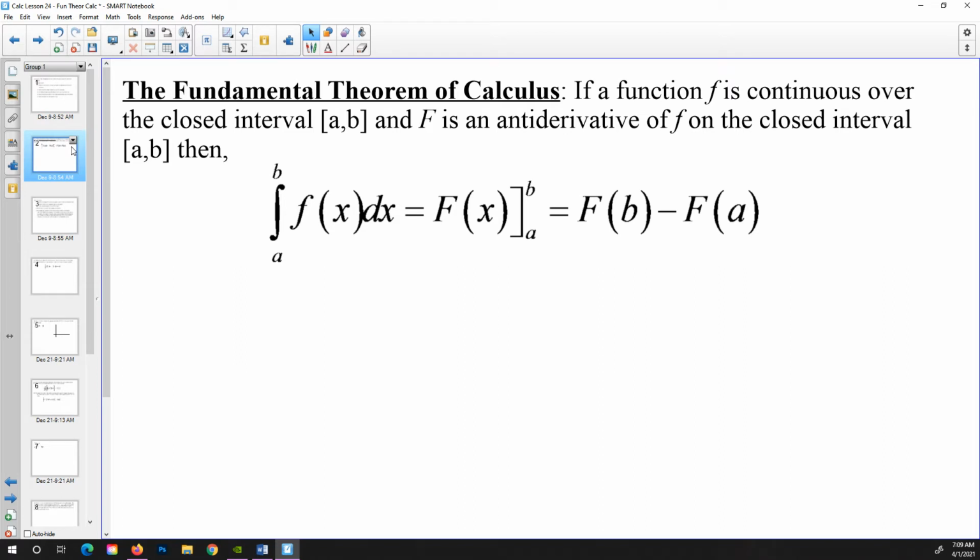First, the fundamental theorem of calculus. I know it's kind of funny that we don't get to the fundamental theorem of calculus until the last unit in the course, but there you go.